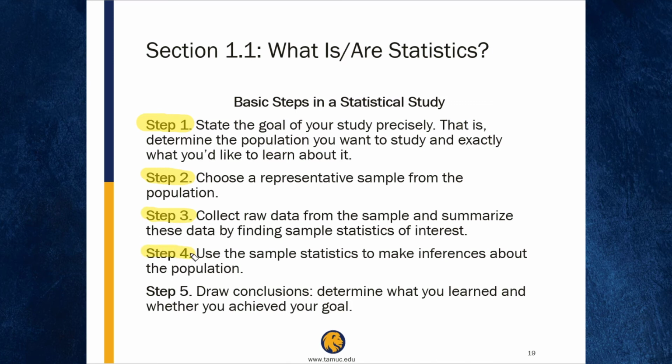And then for step 4, we'll use the sample statistics to make inferences about the population, specifically what we call the population parameter. And then step 5, we'll draw conclusions and determine what we've learned and whether or not we achieved the goal that we set out for doing in this statistical study.